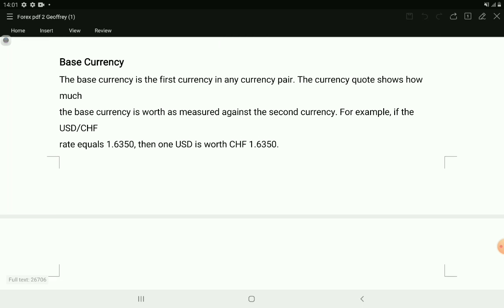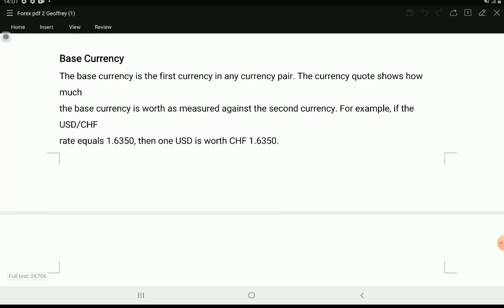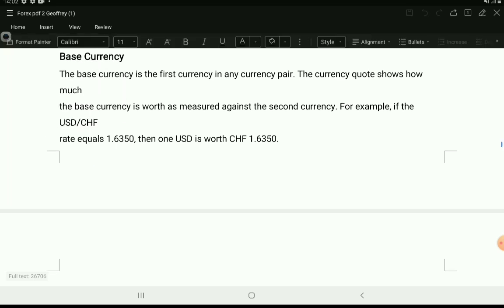Then we have the base currency. In our previous class, I explained what the base currency is. We said that the base currency is the first currency in a currency pair. For example, here you see USD CHF. The USD is the base currency, that is the first currency in the currency pair. Which one is the second currency? It is the CHF. The CHF is the second currency.